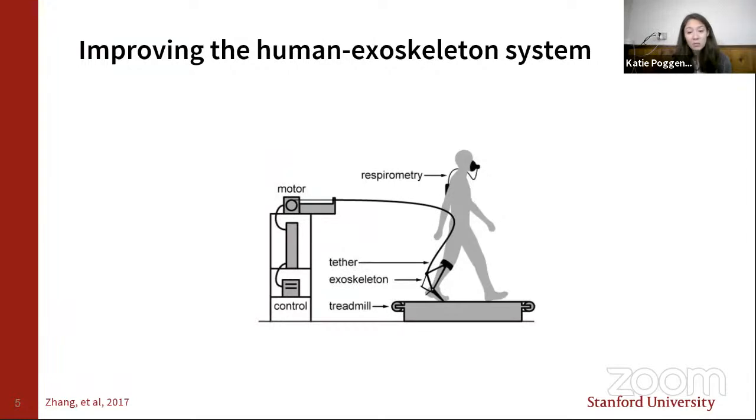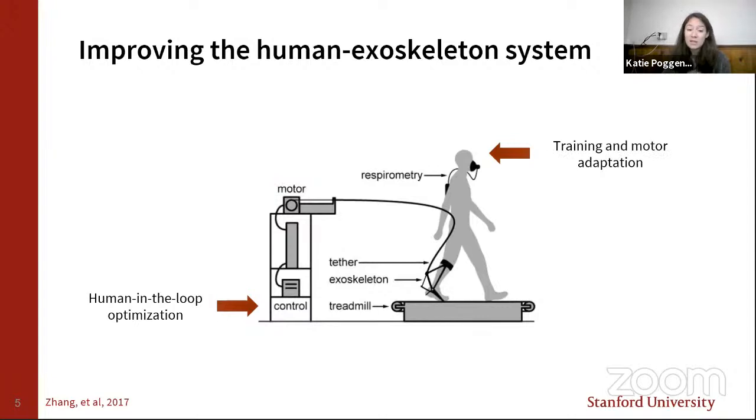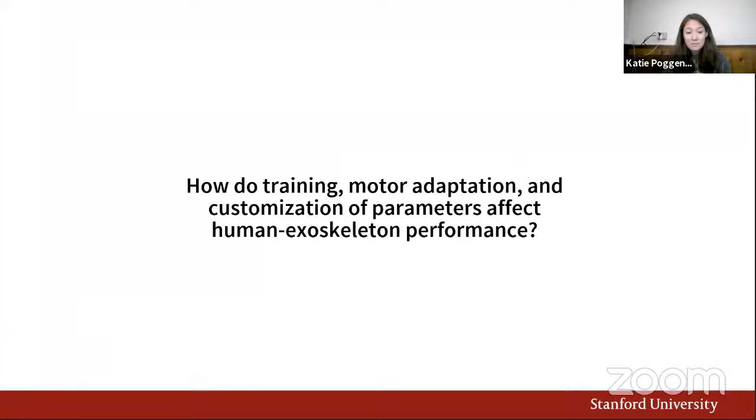There are a couple of ways to use human performance to improve device implementation. The first is to train controllers based on human performance. The second is to train people to better use the devices. As a lab, we've previously presented work at Dynamic Walking about human in the loop optimization. So my talk today will focus on the training and motor adaptation aspect, with some insights into how people respond to customized controllers produced through human in the loop optimization.